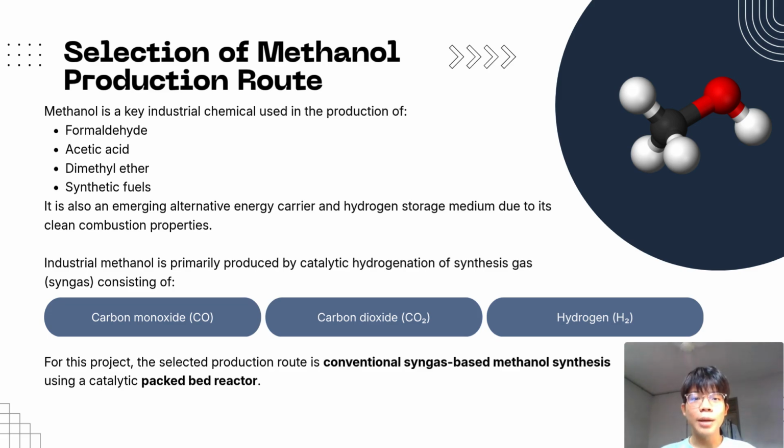In industry, methanol is primarily produced through catalytic hydrogenation of synthesis gas, or syngas, which consists of carbon monoxide, carbon dioxide, and hydrogen. For this project, the selected production route is the conventional syngas-based methanol synthesis using a catalytic packed bed reactor, which is consistent with the reactor system used in our previous simulation work.